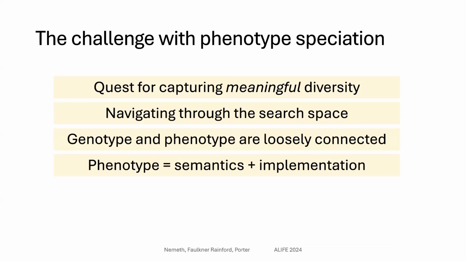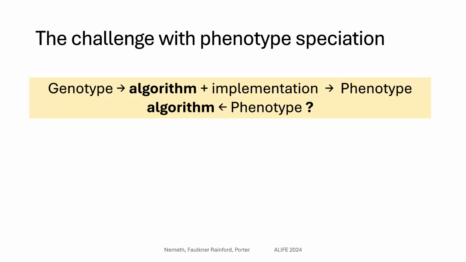The genotype encodes the algorithm and its implementation, in a sense, how well the algorithm is encoded. Both are observed as phenotype. Now, the real question is, if we observe the phenotype, can we infer what the algorithm is?